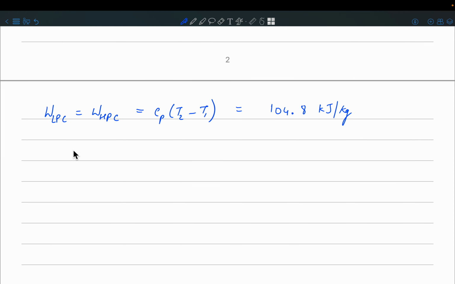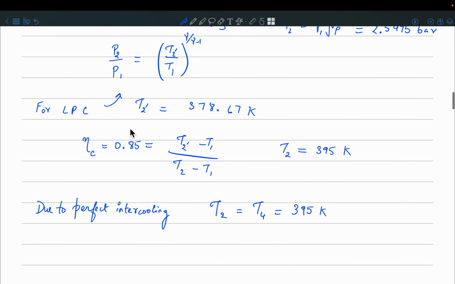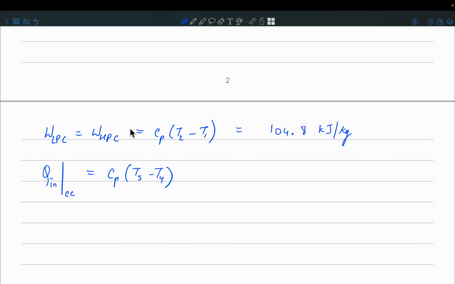Okay, and what is the heat input in the combustion chamber? So I'll write the heat input for combustion chamber as Cc. That is equal to Cp into (T5 minus T4). So go back to the diagram. You can see that the combustion chamber is in this station, between 5 and 4. So Cp into (T5 minus T4).